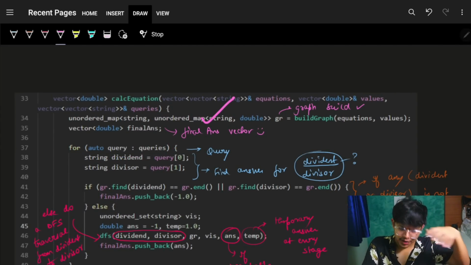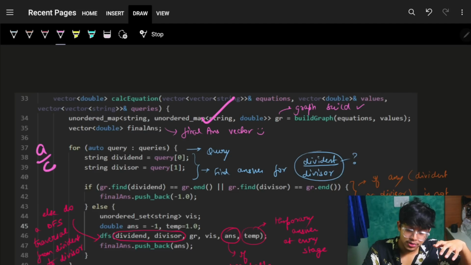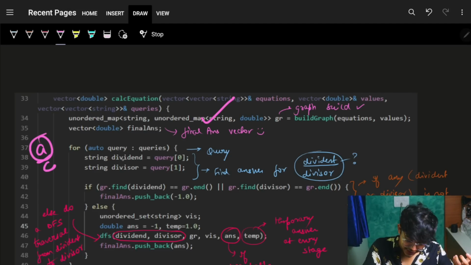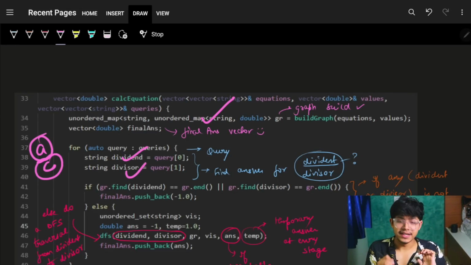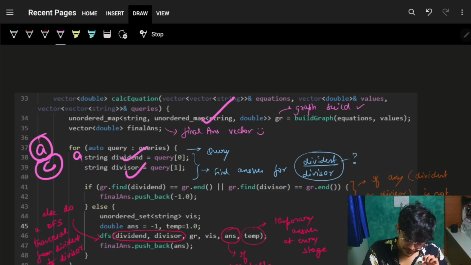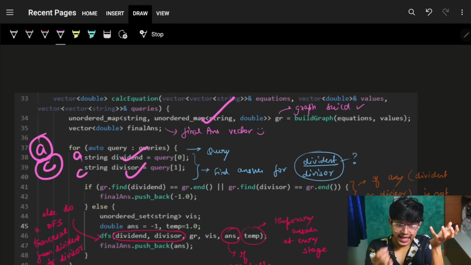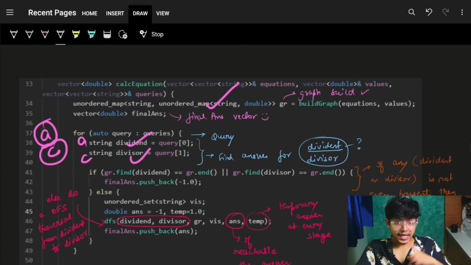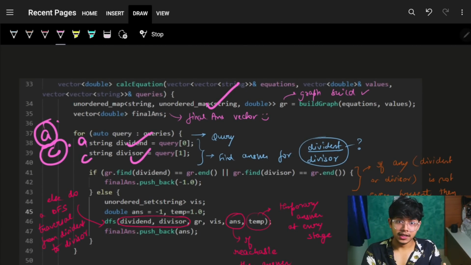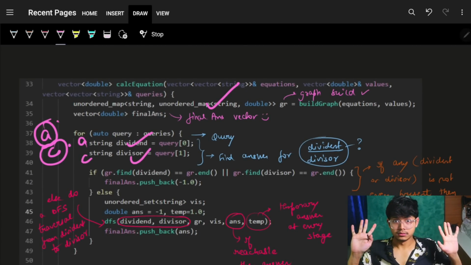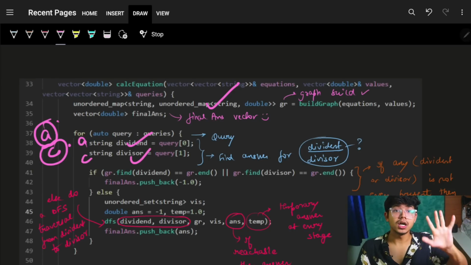Okay, for this query I have to find the answer for A upon C, which means A is the dividend and C is the divisor. I just found, okay, let's grab both A and C. Now, I also know that if any of them is not available in my actual input, I have to return a minus one.